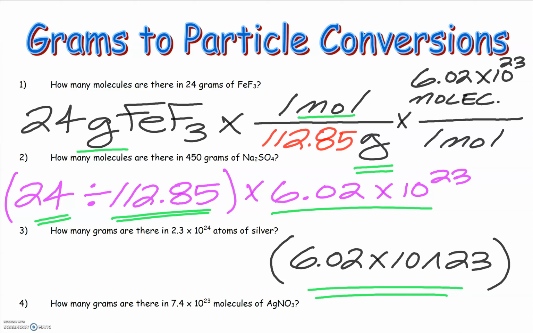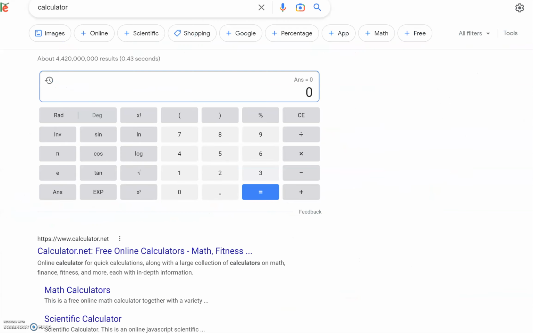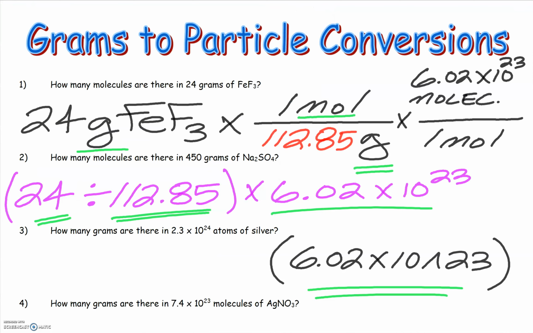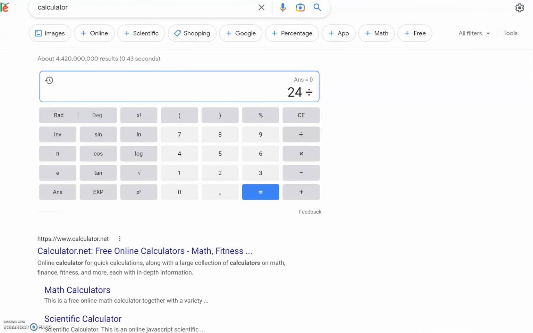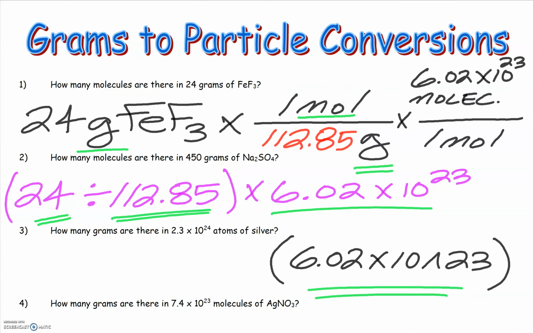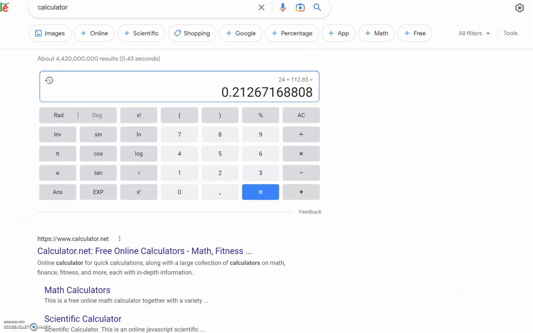Okay, so let's go to the calculator and plug this in. So we've got 24, and then again, 112.85 is on the bottom. So we're going to hit divided by 112.85. And then we can go ahead and hit enter. And then we're multiplying by 6.02 times 10 to the 23rd. So we're going to hit multiply. And then I'm going to go 6.02. There's the exponential. And then I'm going to hit 23. So no times, no 10. 6.02 E23. Hit equals.